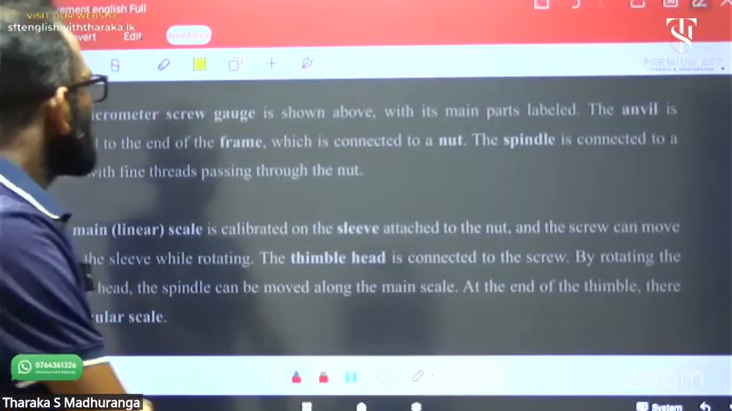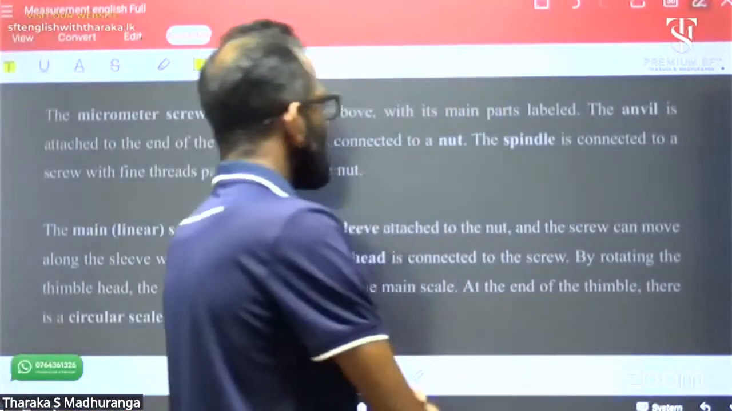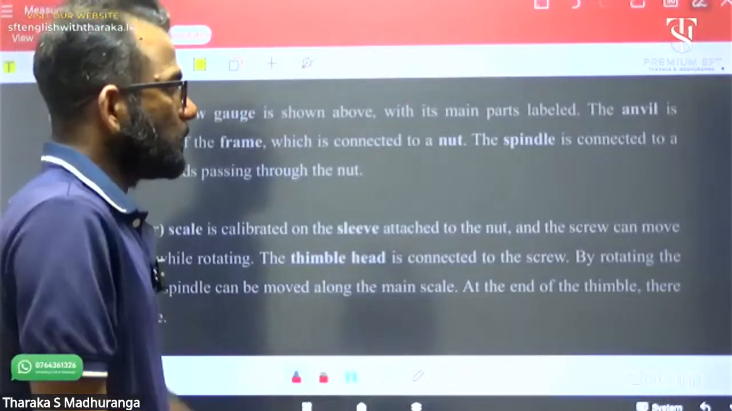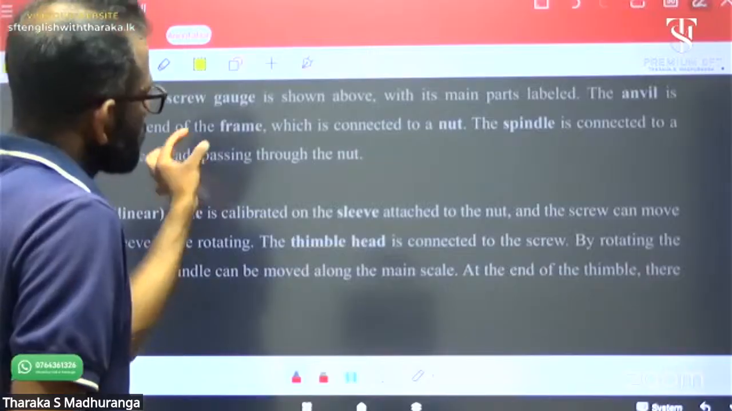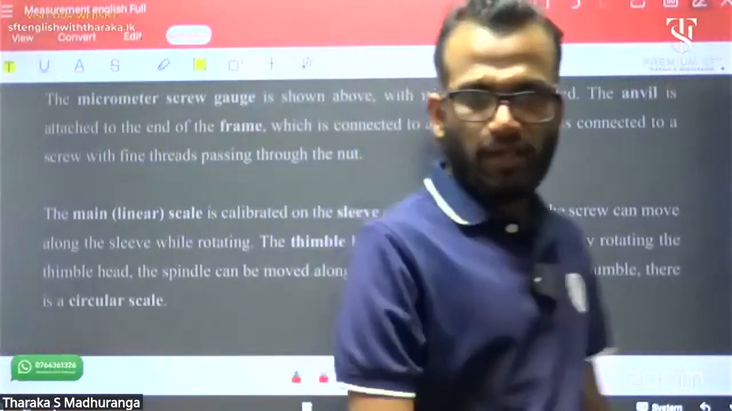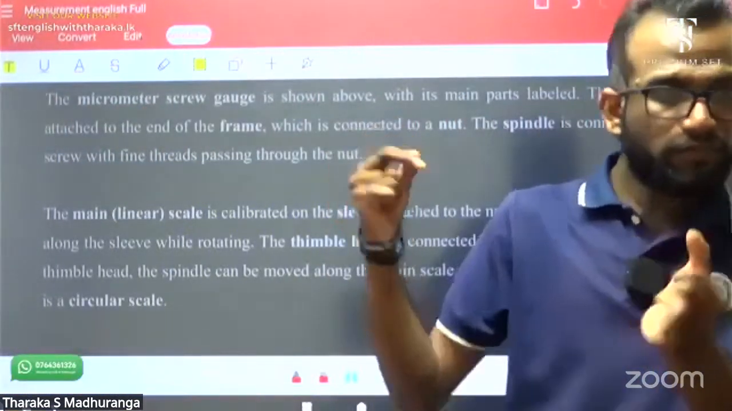Okay, read this. The micrometer screw gauge is shown above with its main parts labeled. The anvil is attached to the end of the frame. Yeah, that's correct, right? The anvil is attached to the end of the frame.